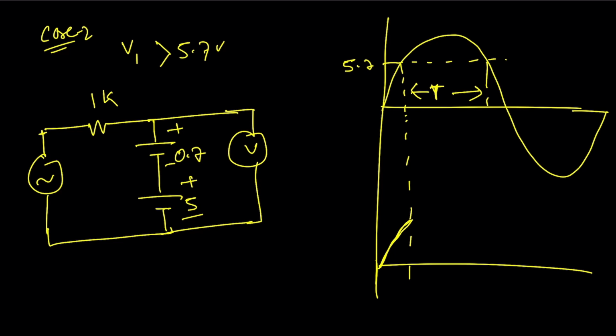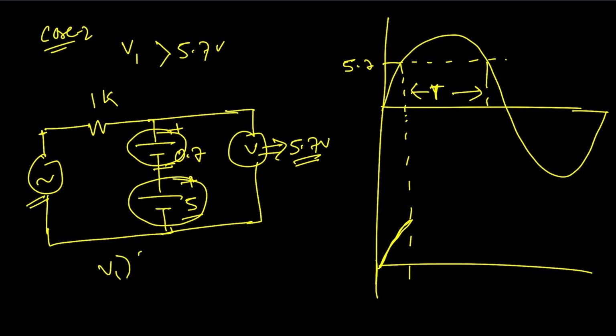That means the two voltage sources are connected in series, right? That means they will add together, okay? And the voltage we will get is 5.7 volt. As this is a constant voltage, it does not depend upon the input anymore, as input Vi is greater than 5.7 volt. That means we will get a constant voltage when Vi is greater than 5.7 volt.